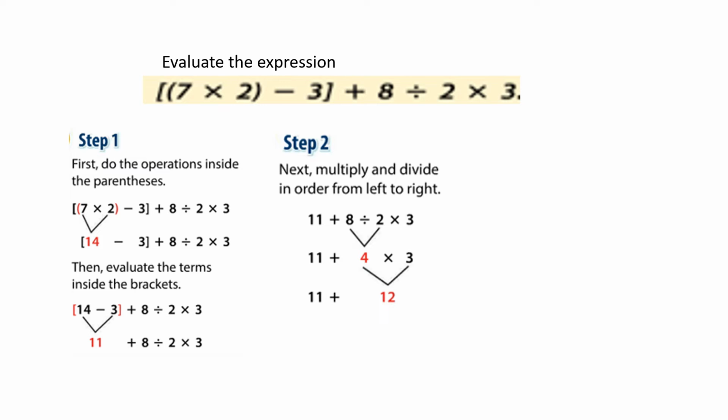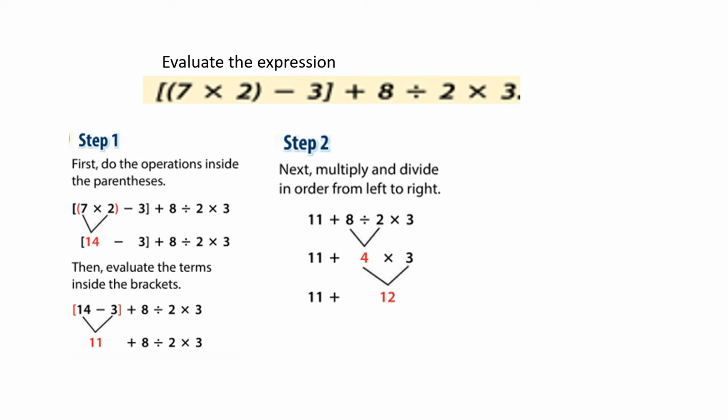So maybe someone will ask, why didn't I add first here, because plus comes first on the left? No, sir, because multiply and divide are stronger than plus and minus. So I have to multiply and divide first. So in that question, I have to divide first because divide comes first on the left.